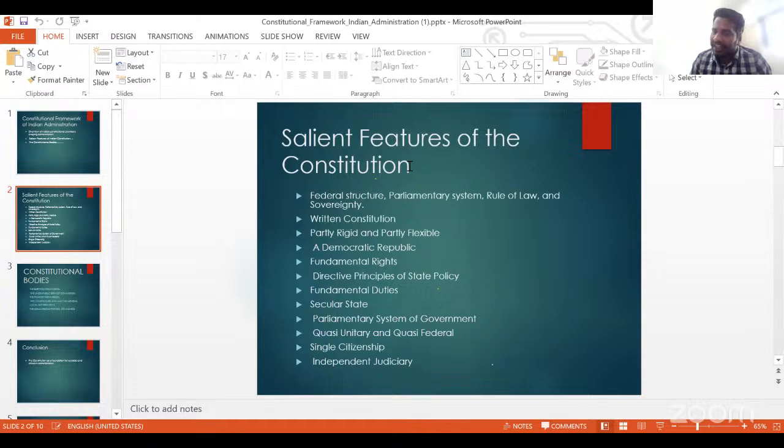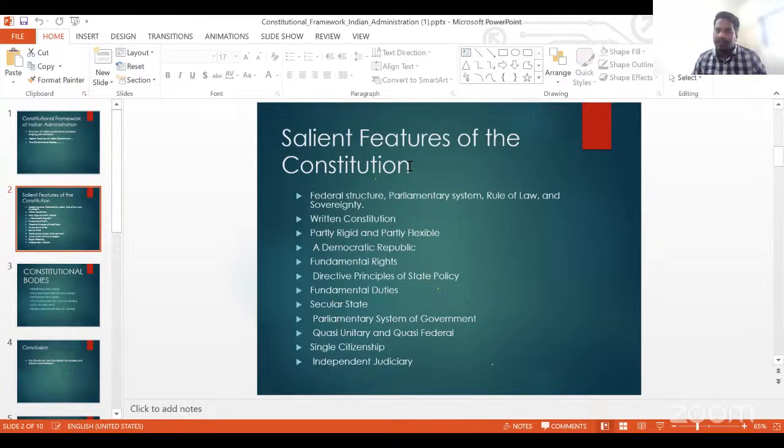Then we all know that India has a parliamentary system of government. The executive is responsible to the Lok Sabha. It is one of the main features of the parliamentary system. There is a titular head, and titular means nominal head, and there is a real head. The nominal head is the president, whereas the real head is the prime minister, heading the council of ministers.